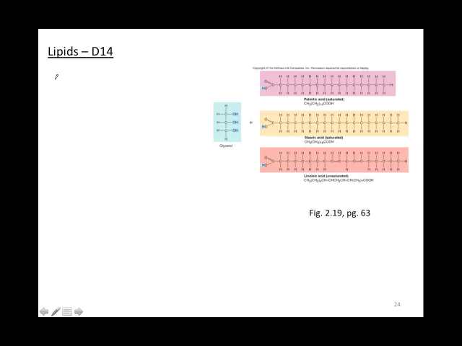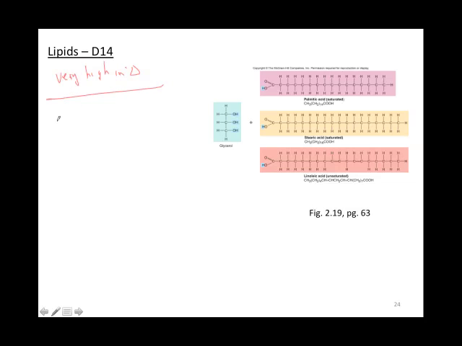Now, compared to carbohydrates, lipids are very, very high in energy. Much, much higher in energy than carbohydrates are. But there's some reasons why our body doesn't rely exclusively on lipids. And that's something we'll address next semester in Biology 106.